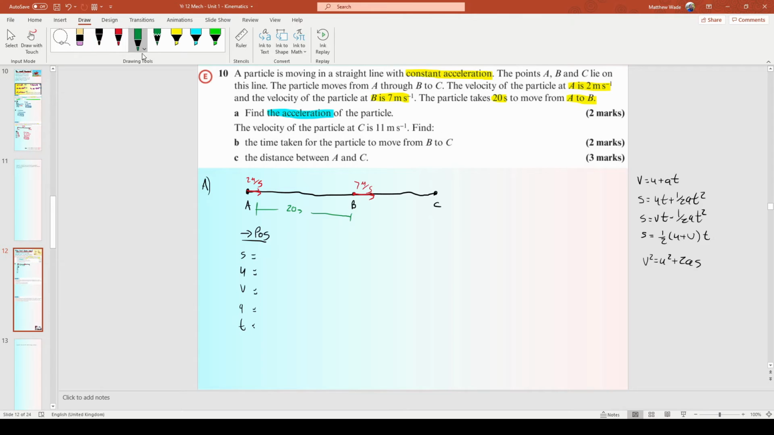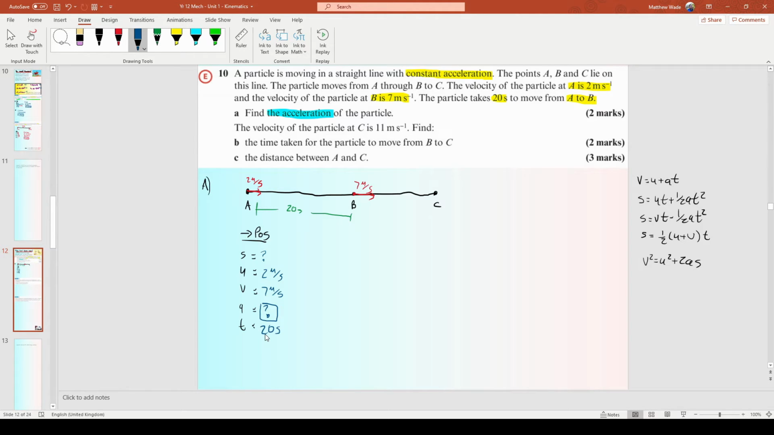What do we know? Well, we do know for sure. The distance, well, we don't know that, so question mark. Do we care what it is? Nah, bin it off then. Don't even put a square on it. U is 2 meters per second. V is 7 meters per second because it starts at A and ends at B, so that's the first, that's the final. Acceleration, we don't know, but we want it. Square around it. T, yeah, 20 seconds.